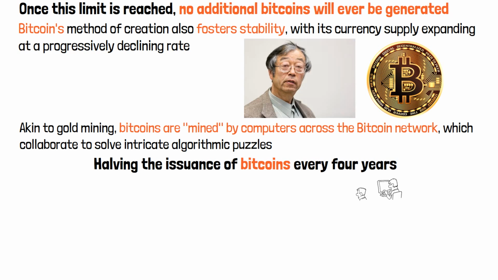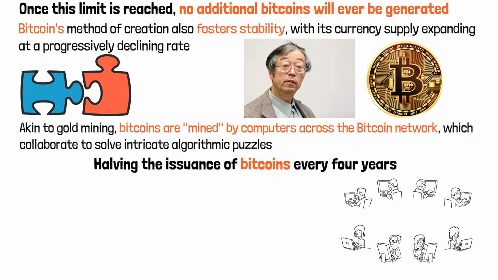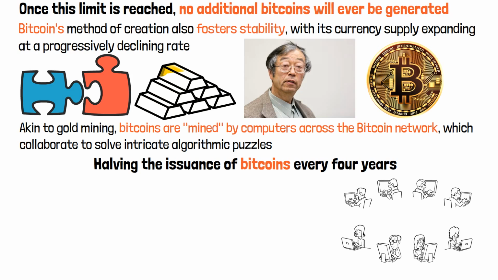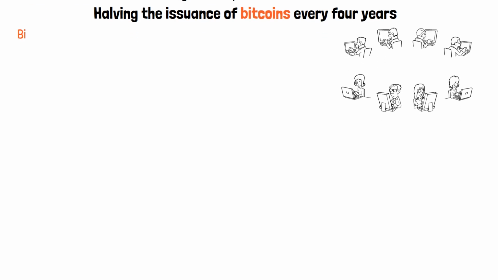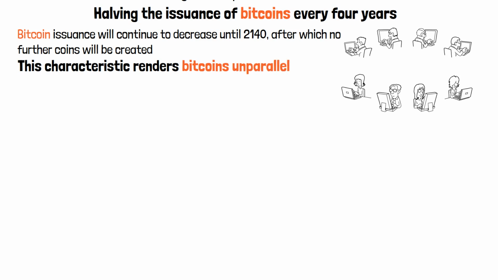Furthermore, as more computers join the network, the algorithmic puzzles become progressively more challenging, ensuring a consistent and dependable supply. Much like the escalating difficulty of gold mining maintains a steady gold supply. Bitcoin issuance will continue to decrease until 2140, after which no further coins will be created. This characteristic renders Bitcoins unparalleled. They are the sole commodity defined by absolute scarcity.